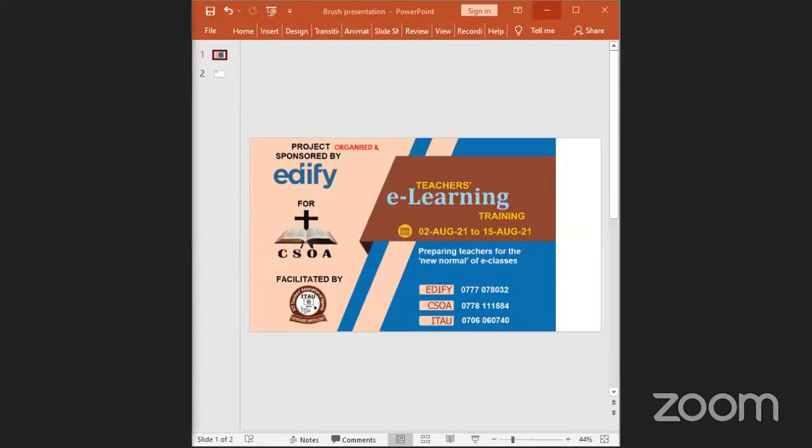So we are going to start by having some introductions from the team. We have a team from Edify, from the Christian School Owners Association, and also from ITAU, the facilitators. So we are going to have brief introductions. Then we are going to be talking about the session objectives, the training objectives for this program.